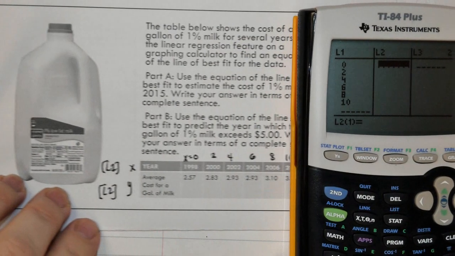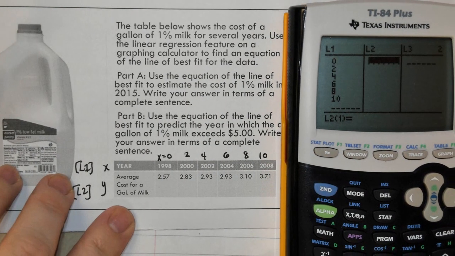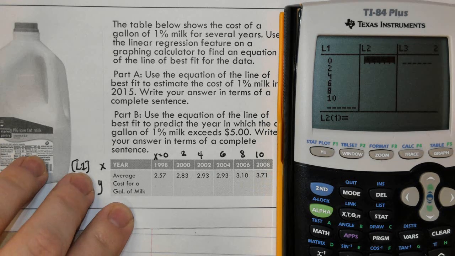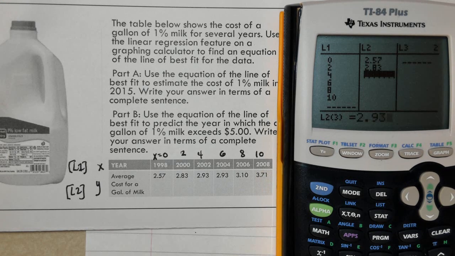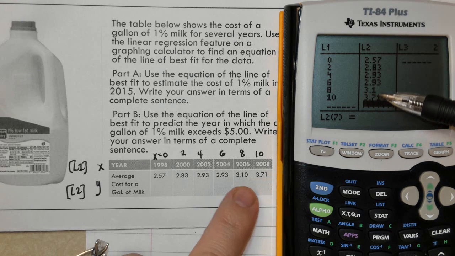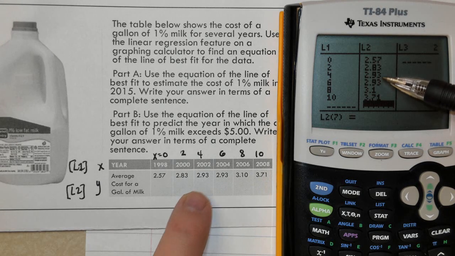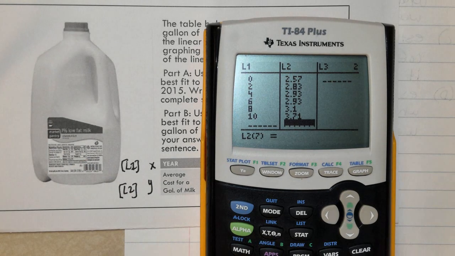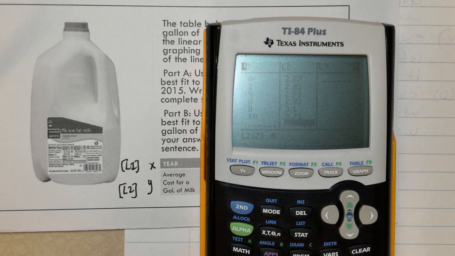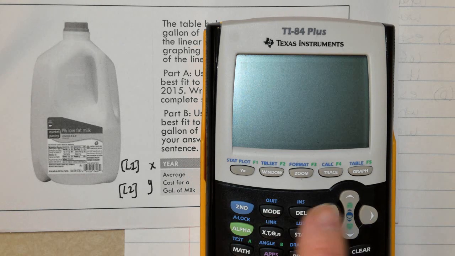In the L2 column, I'm going to plug in the price of a gallon of 1% milk for each year, the average price. I'm just going to check the data here to make sure everything's correct. Okay, so I have the data in, and now I'm going to quit out of this system by going second quit. And now I need to find the application that is going to provide us with the answer.